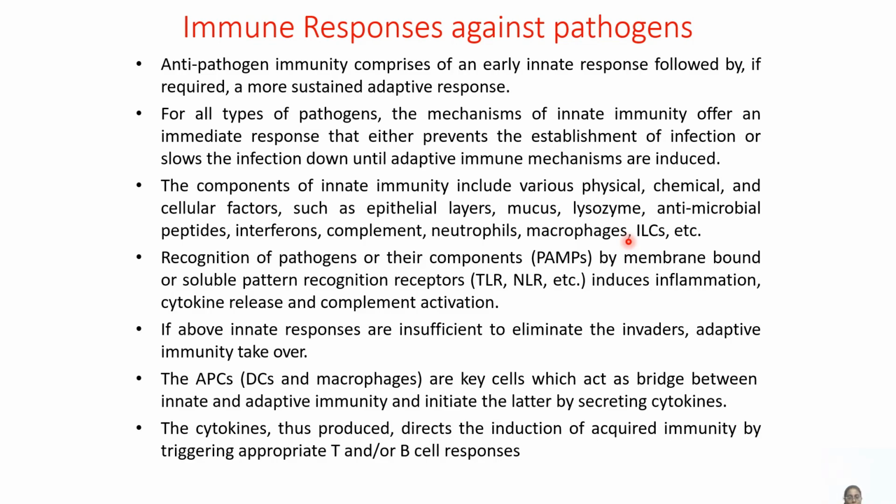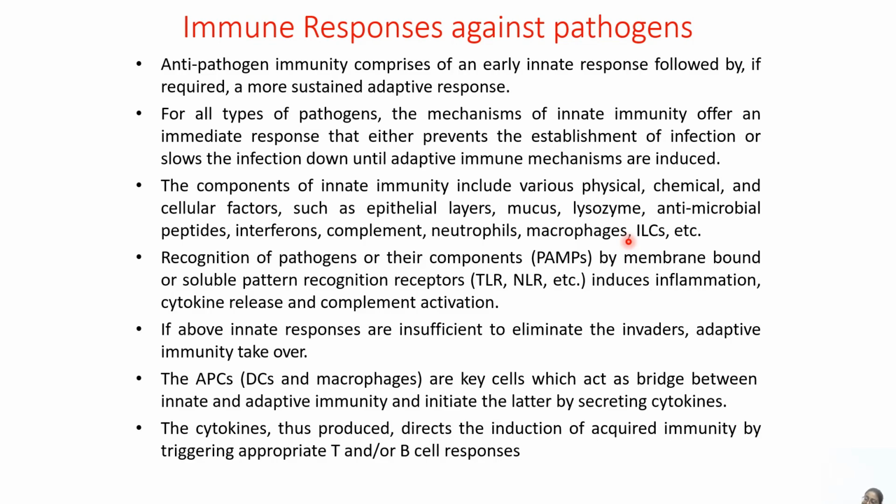The components of simple innate immunity include various physical, chemical, and cellular factors such as epithelial layers, mucosa, antimicrobial peptides, etc. Recognition of pathogens or their components by membrane-bound or soluble pattern receptors like TLRs induces inflammation, cytokine release, and complement activation. So, if the above innate responses are insufficient to eliminate the invaders, adaptive immunity takes over.